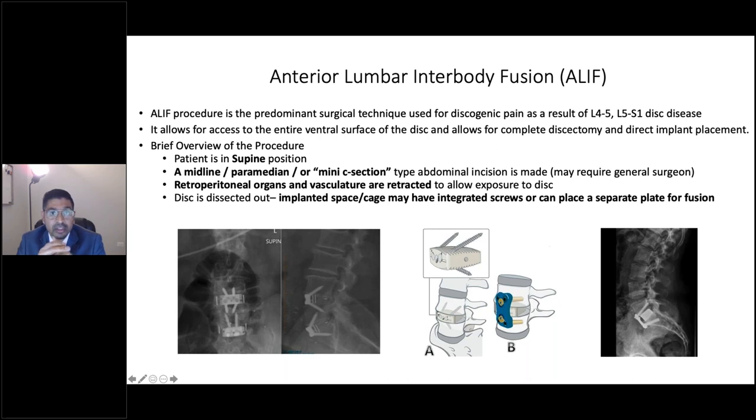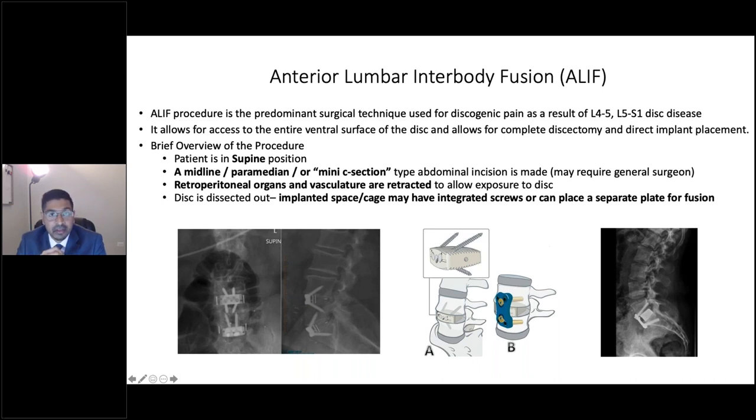Once that's done, the retroperitoneal and peritoneal organs must be identified, vascular structures must be identified, and retracted out of the way, allowing the surgeon access to the anterior disc. Once that's done, the anterior disc is completely removed, allowing for a complete discectomy, unlike a posterior lumbar interbody fusion or a transforaminal lumbar interbody fusion.